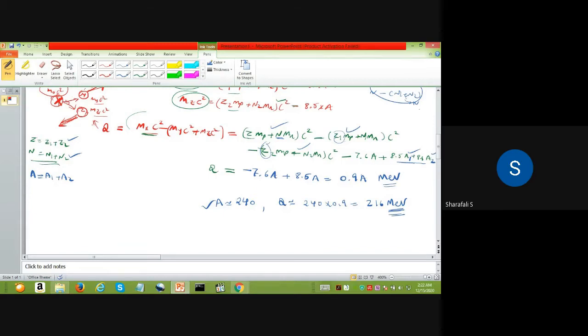So in this particular case, if you consider that Q value, 0.9 A, which is positive, these reactions are energetically favorable.